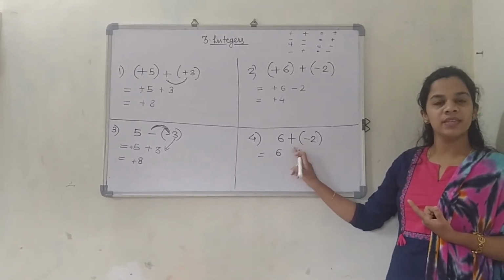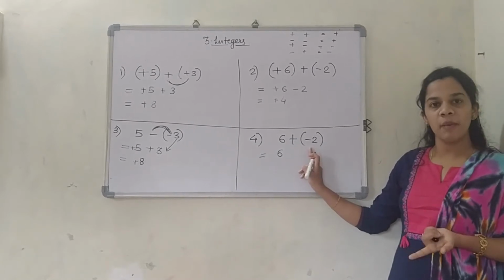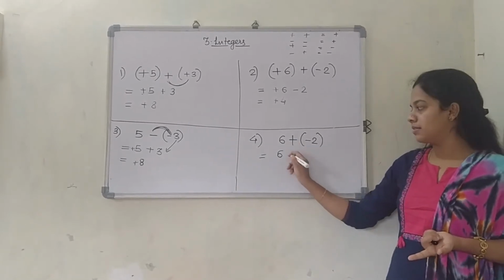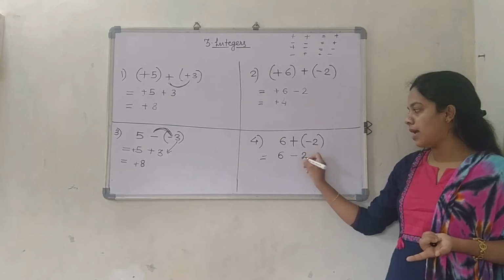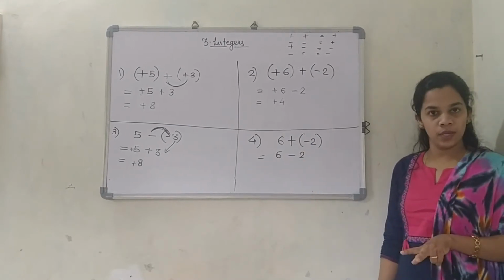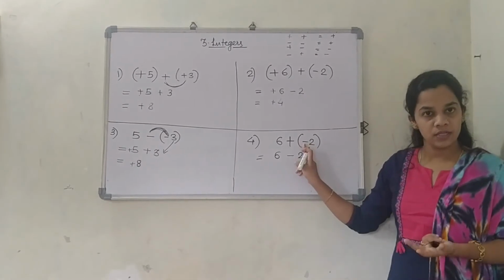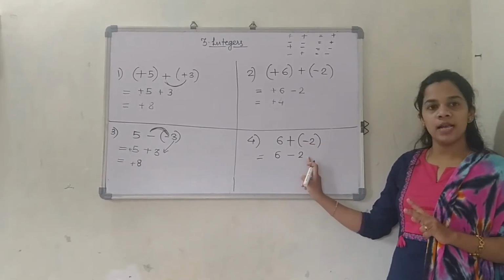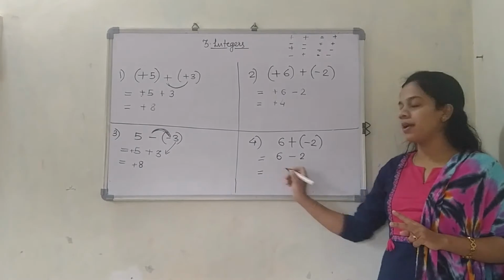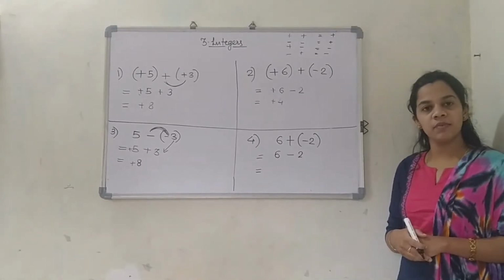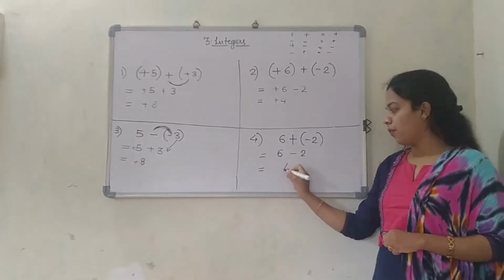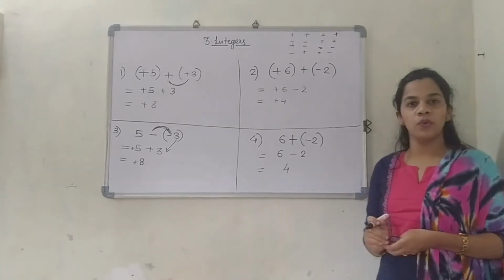Plus minus, when signs are different, answer will be minus. So plus minus is minus, and this 2 will be as it is written down. Is this okay? Plus minus is minus. This 2 will be written as it is. Can you tell me what is 6 minus 2? Yes, it is 4. So have you understood these 4 questions?